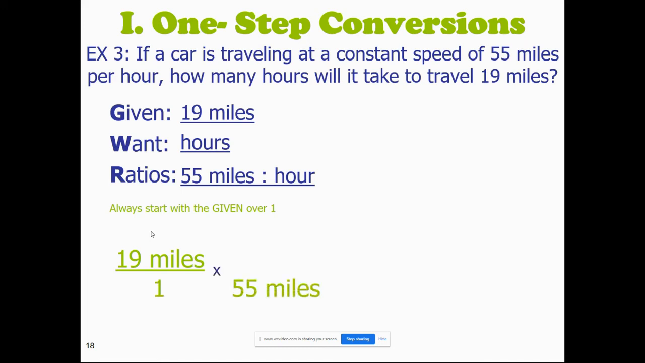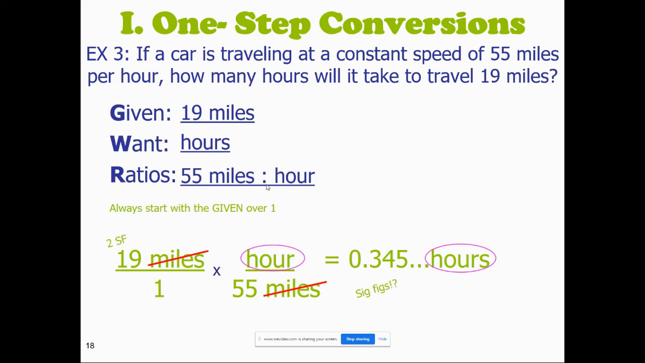We know we want miles to go away, so we're going to put 55 miles on the bottom. But if we use the 55 miles, we have to use the hour portion too, so that's going to have to be on top. Your miles are going to cancel out, and you're going to end up with 0.345 hours. 2 significant figures, because here this is 2 significant figures. So 0.35 hours.